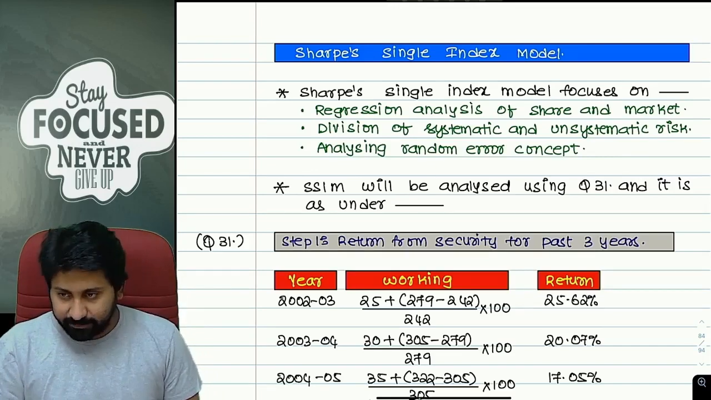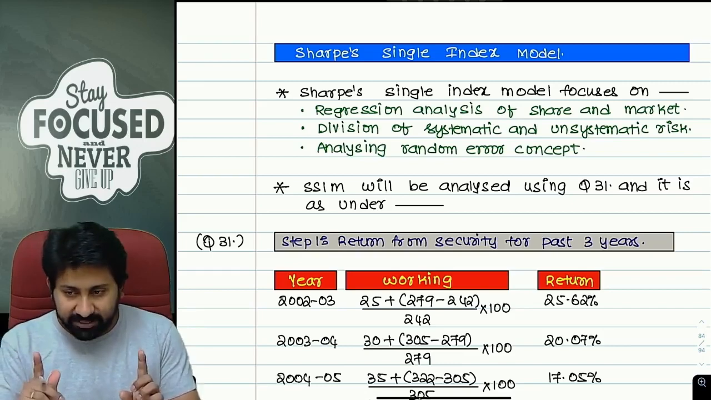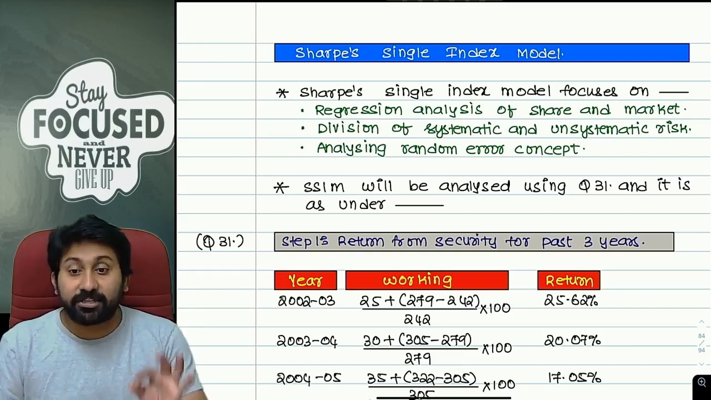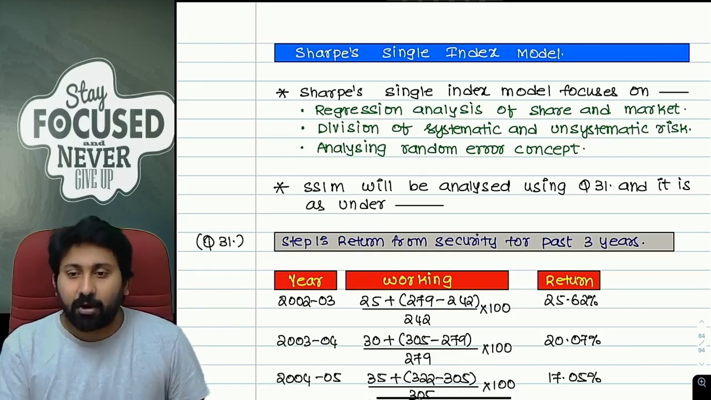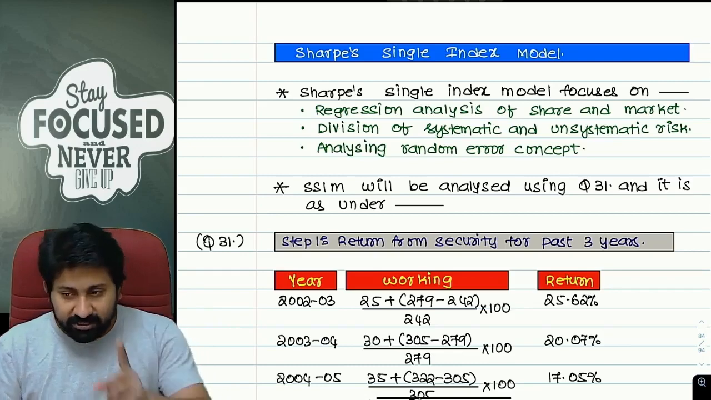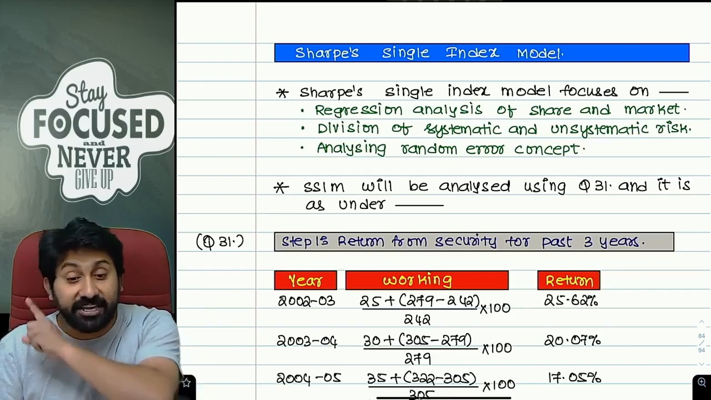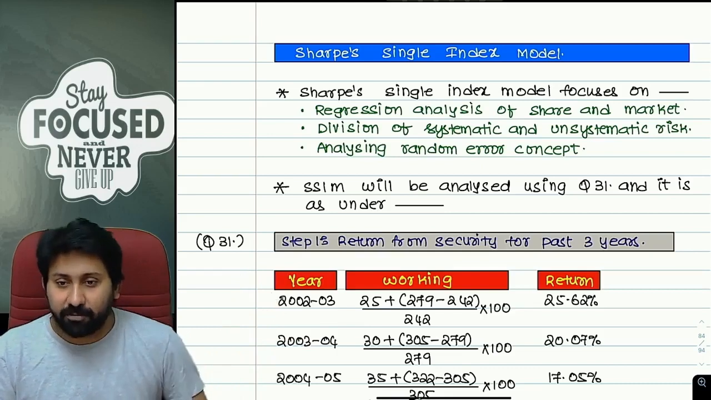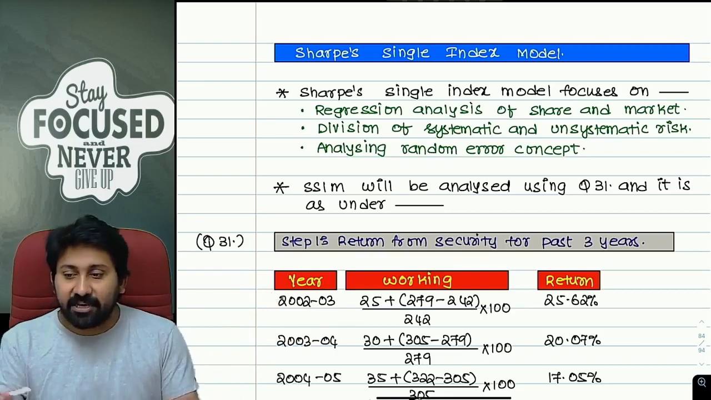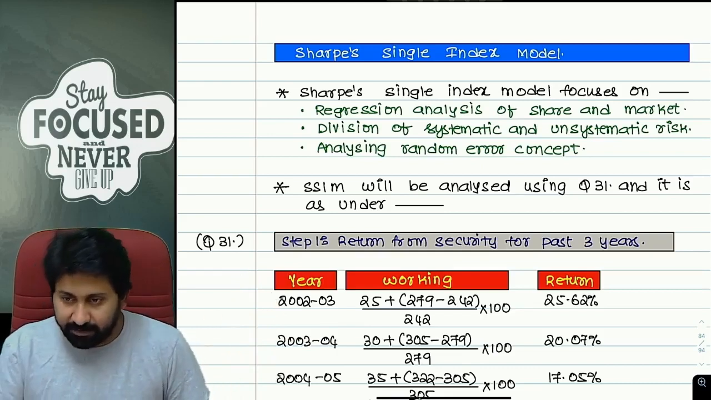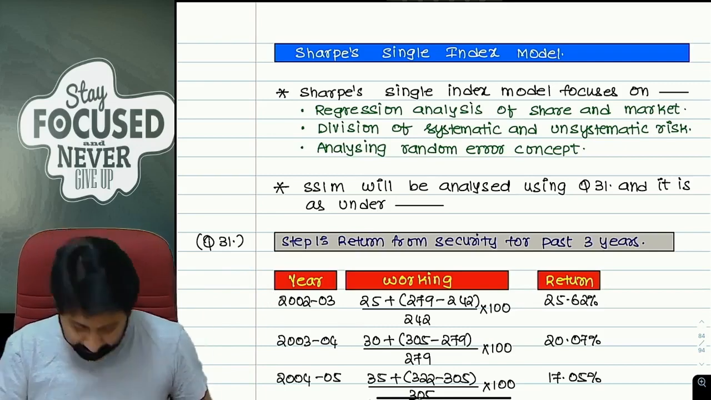So I repeat once again, we are going to start with the most difficult area of portfolio called the Sharpe's single index model. This 1 hour 15 minutes lecture will change your entire opinion formed on Sharpe's single index model. Easily you can gain 8 marks if it comes in the exam. Okay, let's start without a delay.